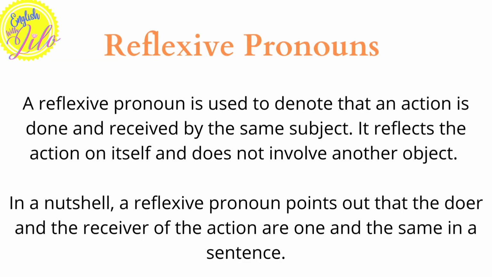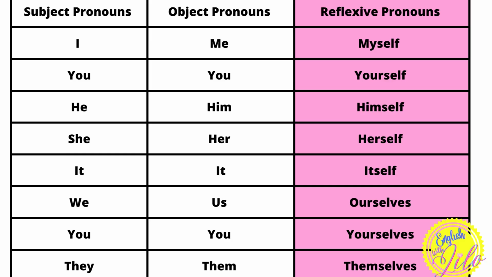A reflexive pronoun is used to denote that an action is done and received by the same subject. It reflects the action on itself and does not involve another object. In a nutshell, a reflexive pronoun points out that the doer and the receiver of the action are one and the same in a sentence. Myself, yourself, himself, herself, itself, ourselves, yourselves, themselves.